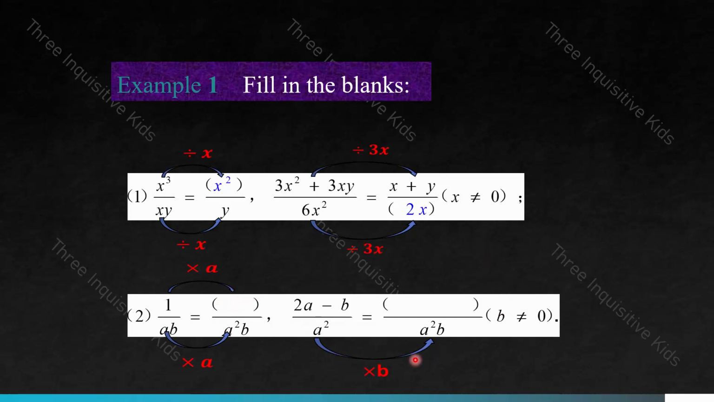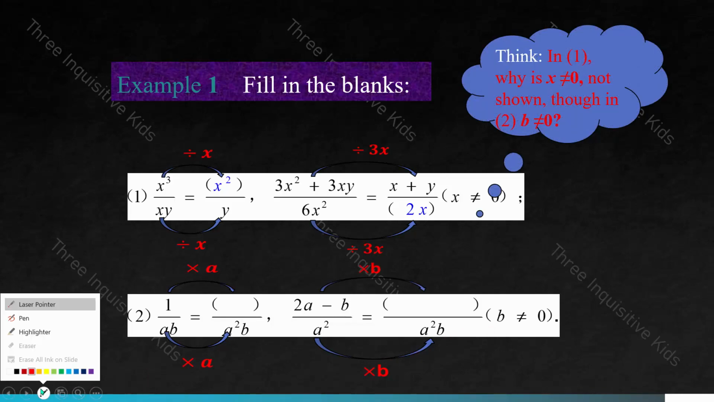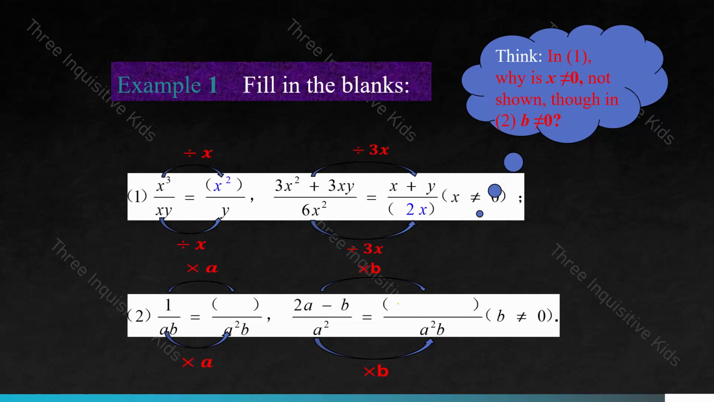And what about this next one? a squared to a squared b, we multiplied by b. So doing the same to the numerator, you will get 2ab minus b squared. And also this top should be a. So think about how in number 1, why is x not equal to 0 not shown, although in number 2, b is not equal to 0 is shown. Think about that.